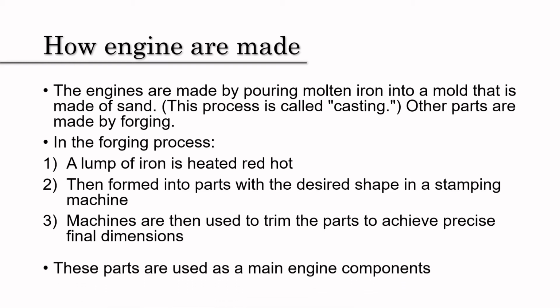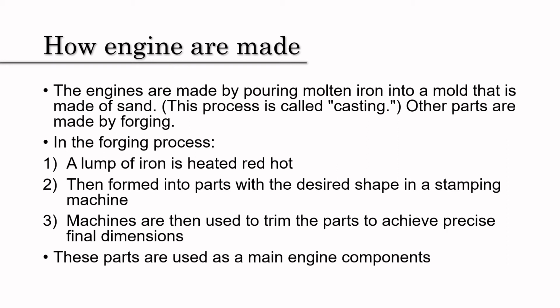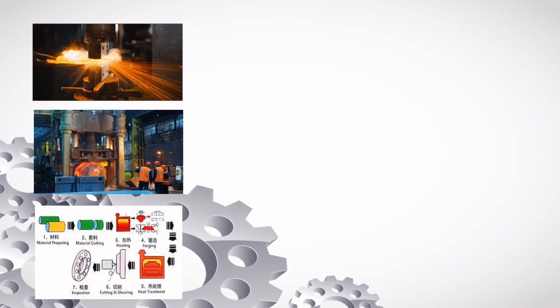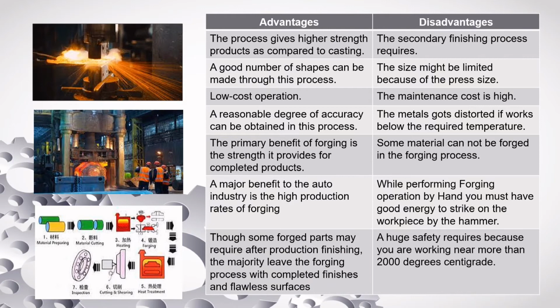We use these parts as the main engine components and add parts made by suppliers to build the engines. Even small engines have about 300 parts, while larger ones have as many as 550 parts. Completed engines go through many tests, and those passing the tests are moved to the assembly process, where they are installed in cars. There are many advantages and disadvantages of the forging process.